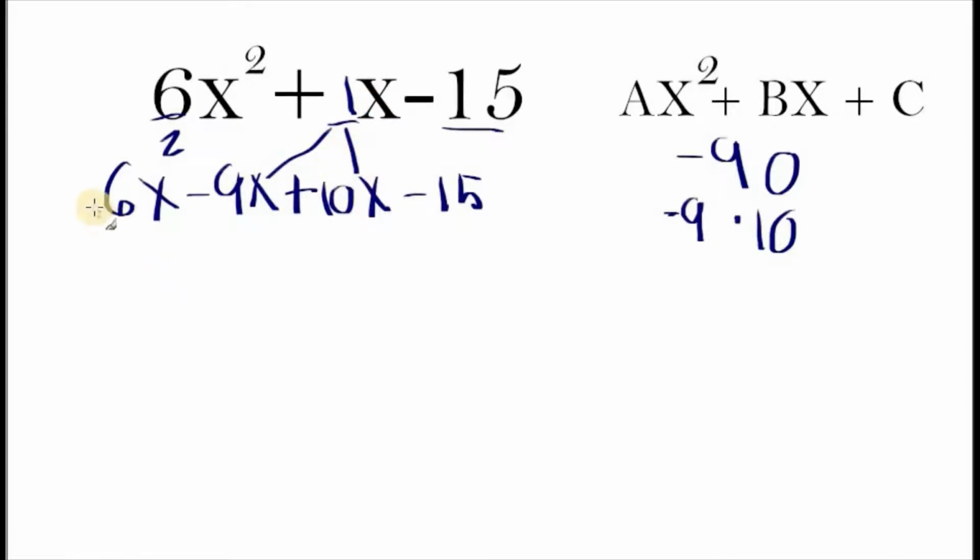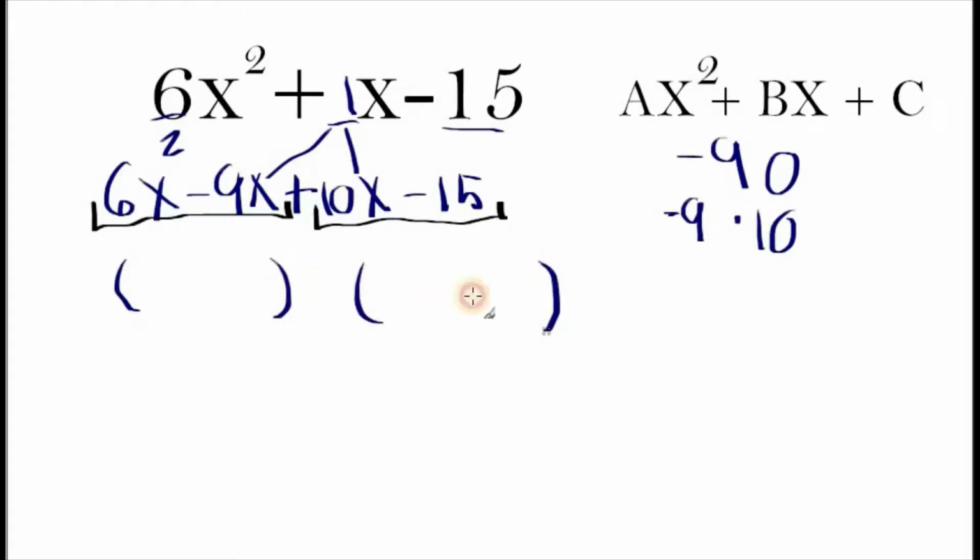We are now going to just factor two separate terms. We'll do the first two and then the second two. So we'll create two sets of parentheses. In the first one, we'll need something x, because x squared is going to be broken up into something x.